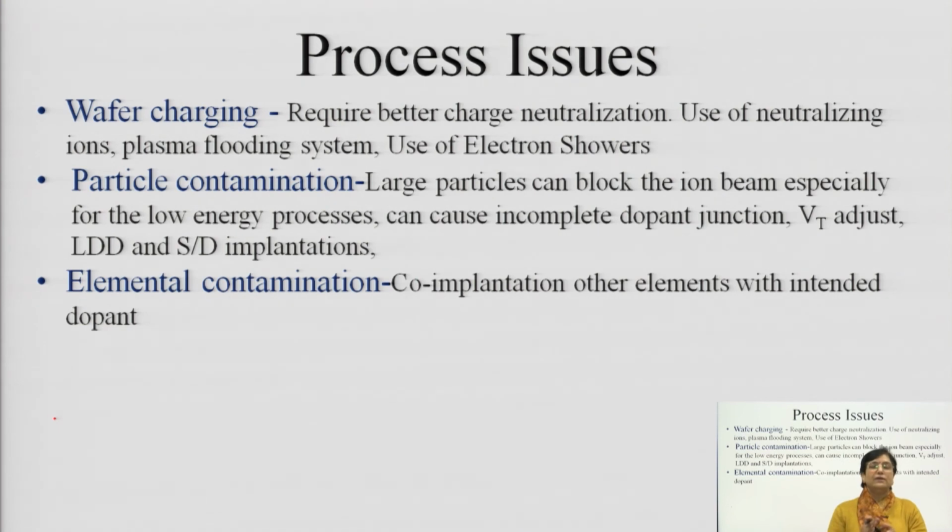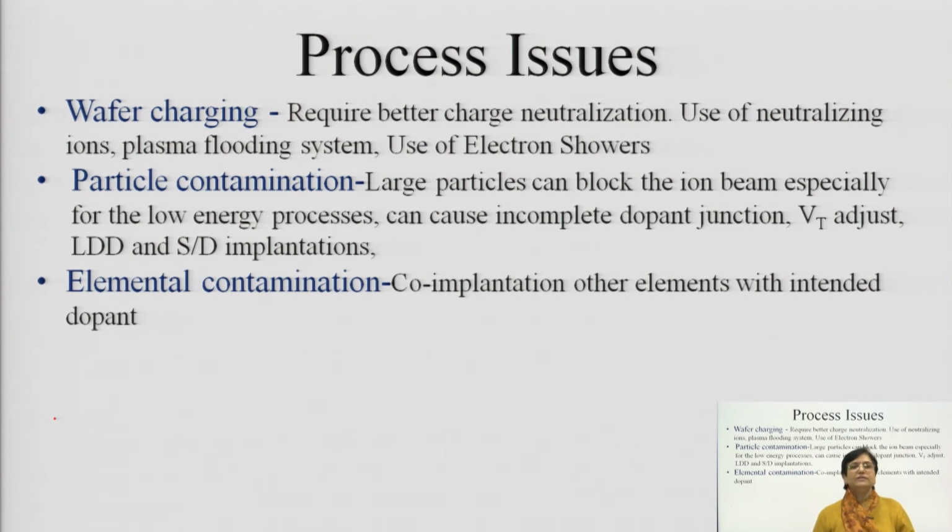These charges, these ions which are striking, can effectively damage the surface, and therefore it is essential to neutralize them. In order to neutralize them, the ion implantation system must have an effective neutralization system, created either by plasma flooding or by using electron showers, which will neutralize these ion beams that are damaging the surface of the substrate where they are striking.